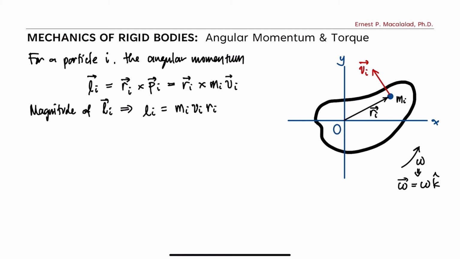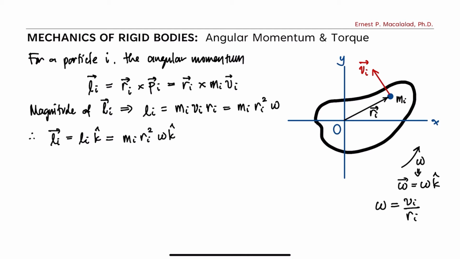And by definition, omega is equal to vi over Ri. So this is now equal to mi Ri squared omega. Since the direction is along the z-axis, Li is equal to the magnitude of Li times k hat, which is mi Ri squared omega k hat. We already defined that the omega vector is omega k hat. So this is equal to mi Ri squared times the omega vector.